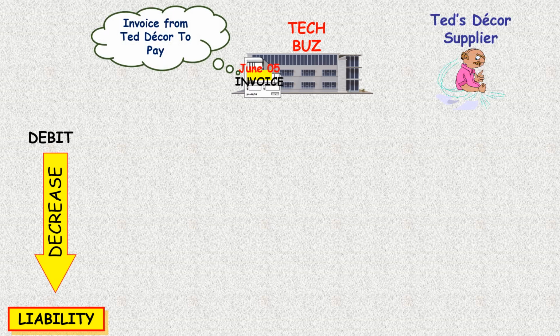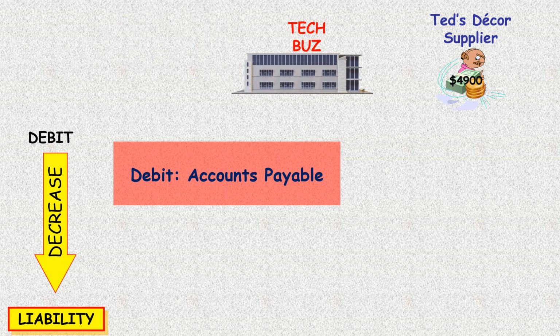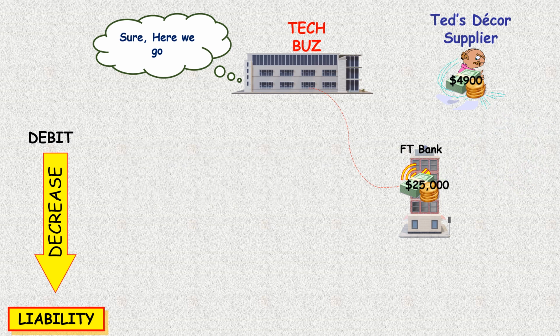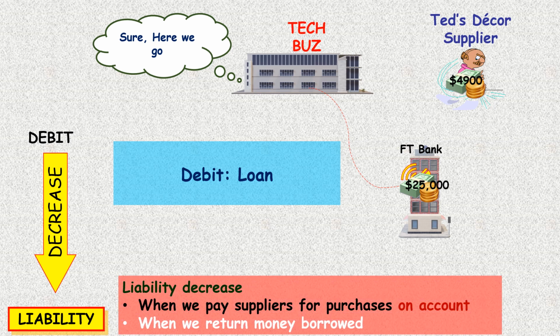Here's an example. You see this Ted Decor. We purchased something and we had to pay them. Now it's time to pay. When we pay them, our liabilities decrease. We will debit our liabilities, in this case accounts payable. Similarly, when we return the loan to the bank, our liabilities again decrease. So we will debit, in this case, loan, our liabilities. So those are the cases where liabilities decrease.